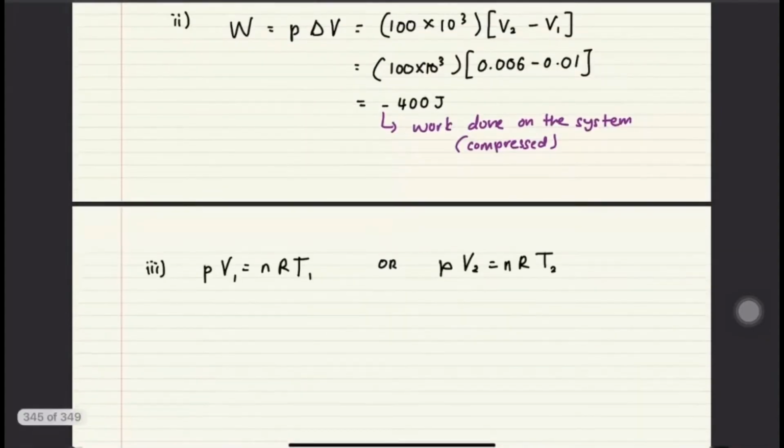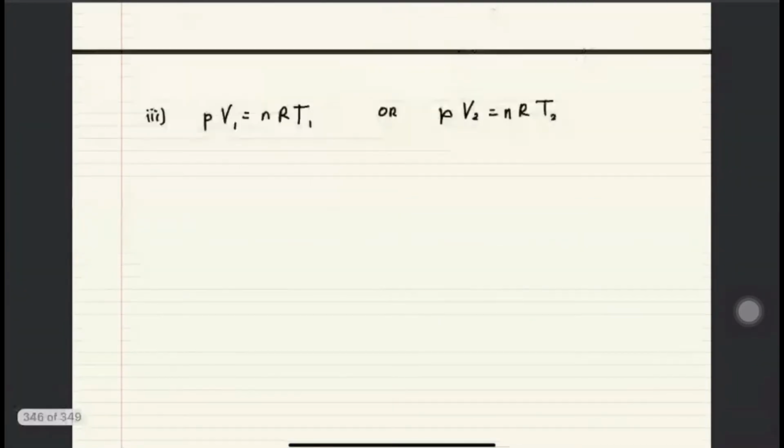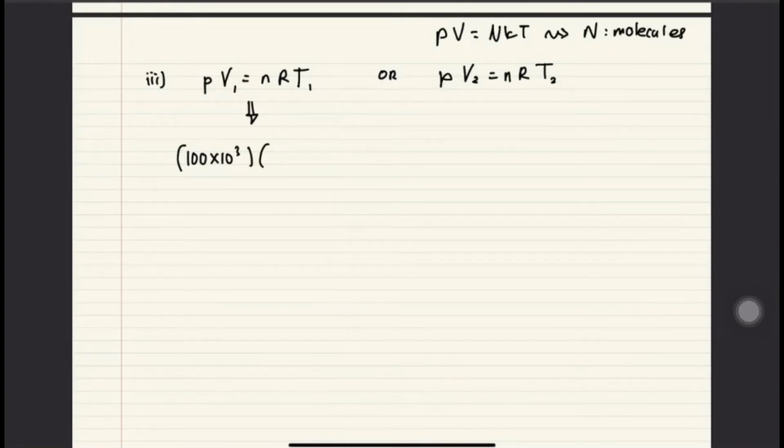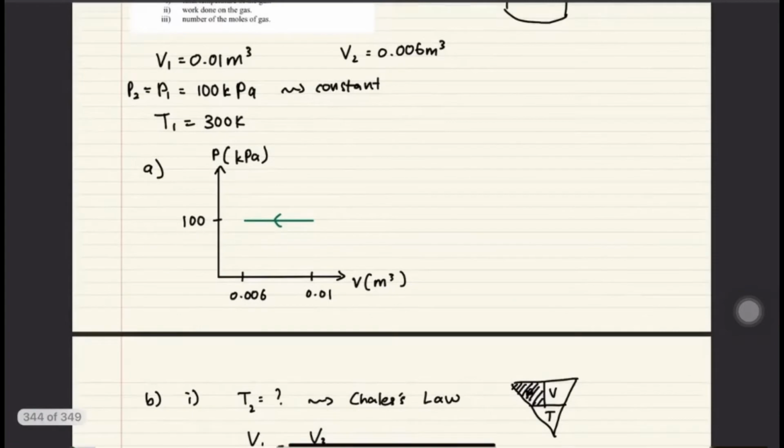Kalau nak search numbers of molecule, you can use PV equals to NkT. Saya tulis NkT if they ask you to find molecules. And then the numbers of mole or numbers of molecule doesn't change throughout the process. Okay, dia memang tak berubah lah, they're constant. Okay, let's say we take the first one. Okay, the pressure would be 100 kilopascal. V1 berapa tadi? Lupa dah. 0.01.